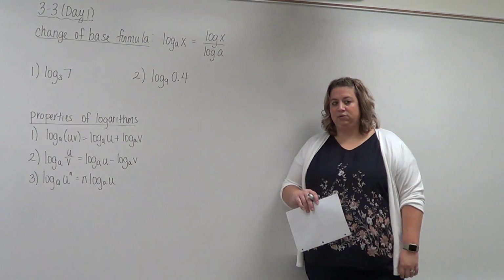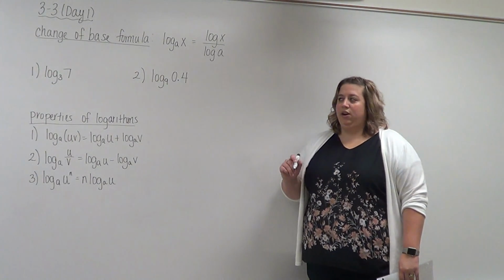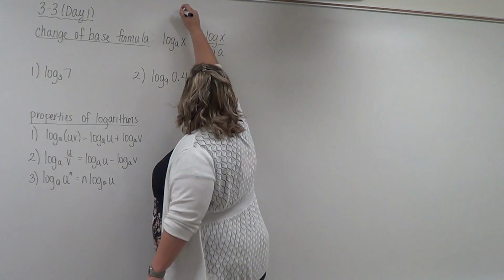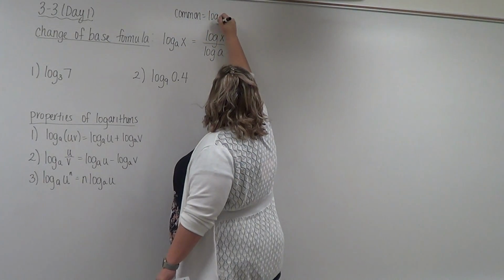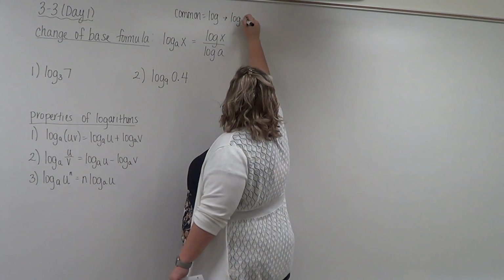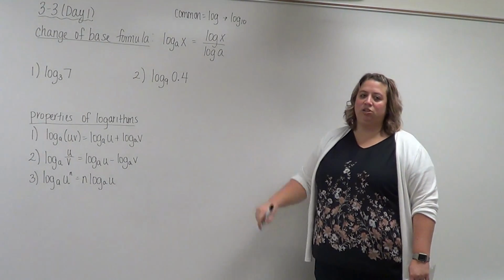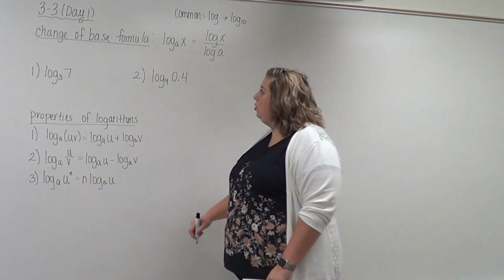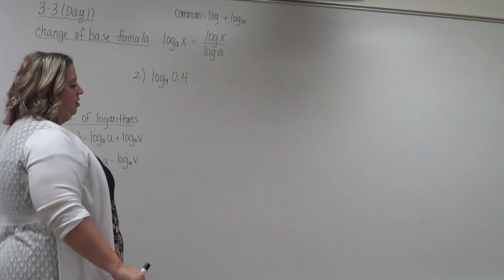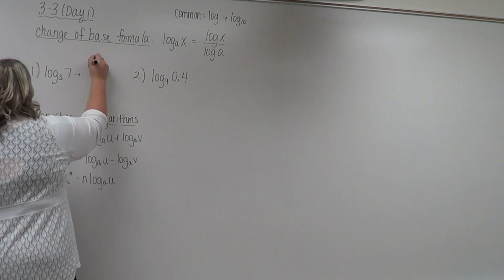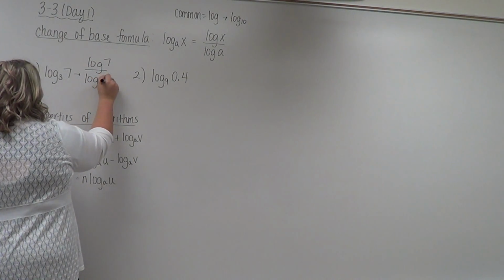Okay? In order to put the log button on your calculator, so this is called a common log, where it's just log, that means the base has to be 10. So if the base is not 10, this is when you're going to use your change of base formula. So what you do is you do the log of the big number divided by the log of the base. So this would be the log of 7 divided by the log of 3.